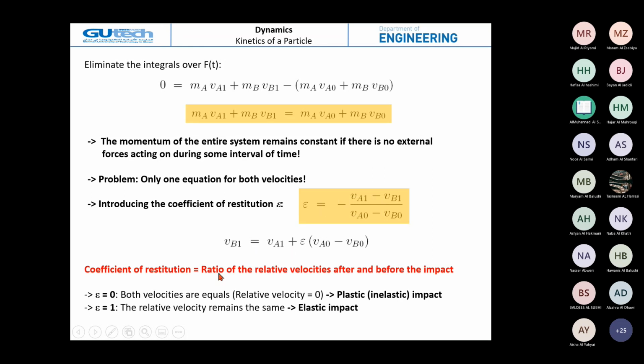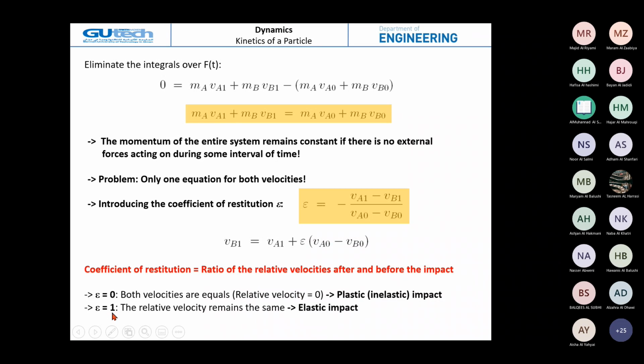We say that the coefficient of restitution is only the ratio of the relative velocity after and before the impact. There are two cases, let's say two extreme cases. When epsilon is equal to 0, both velocities are equal, the relative velocity is equal to 0. We call this plastic, or also inelastic impact. We will see the difference between the two.